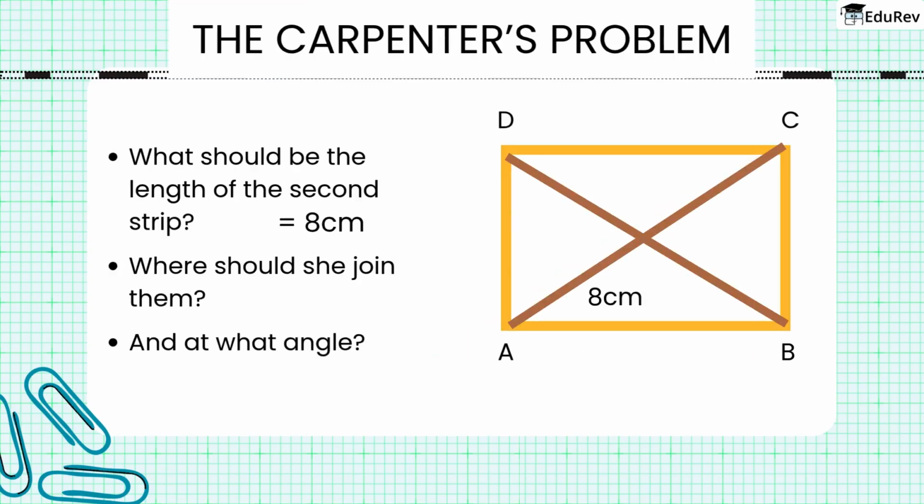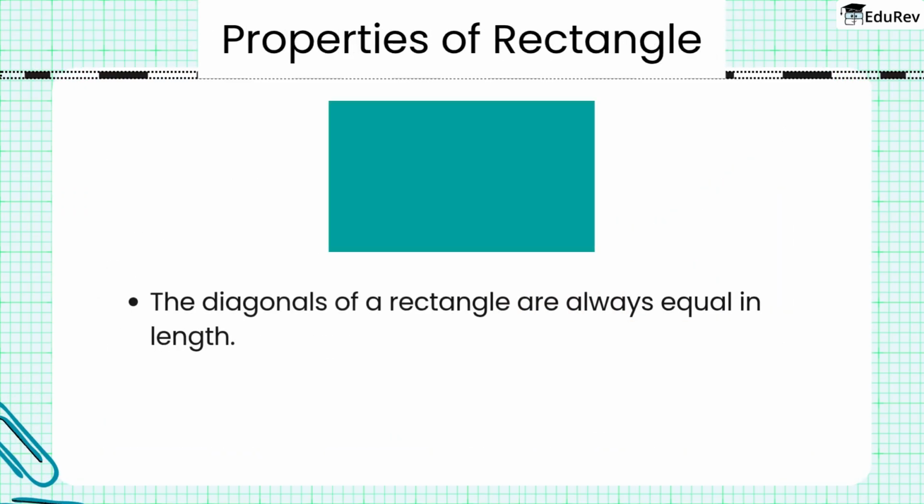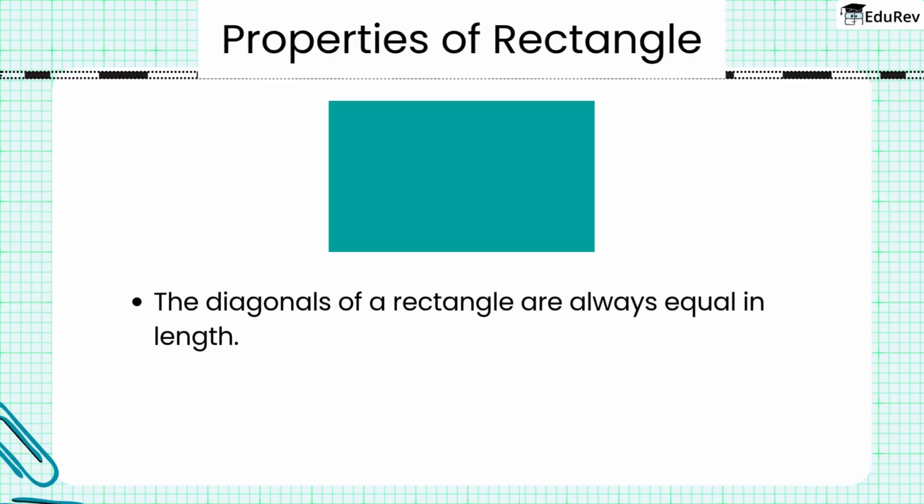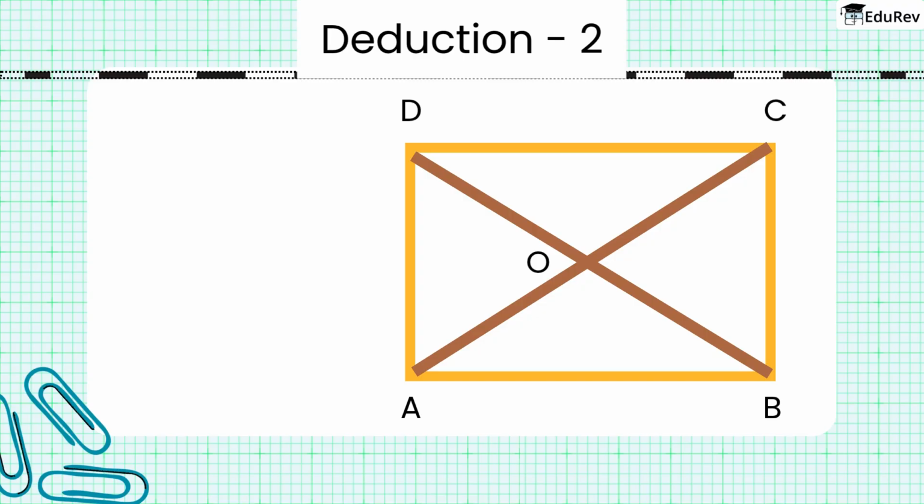So, for our carpenter, the answer to the first question is simple: the second strip of wood must also be 8 centimeters long. This gives us our first major property: the diagonals of a rectangle are always equal in length. Deduction 2. Where do the diagonals intersect? Now for the second question: where to join them?